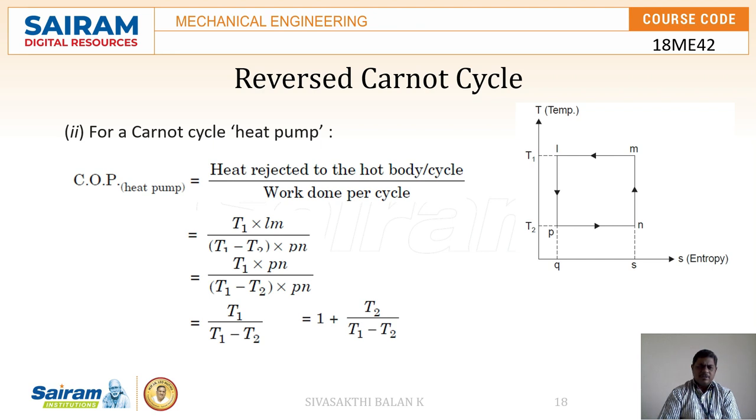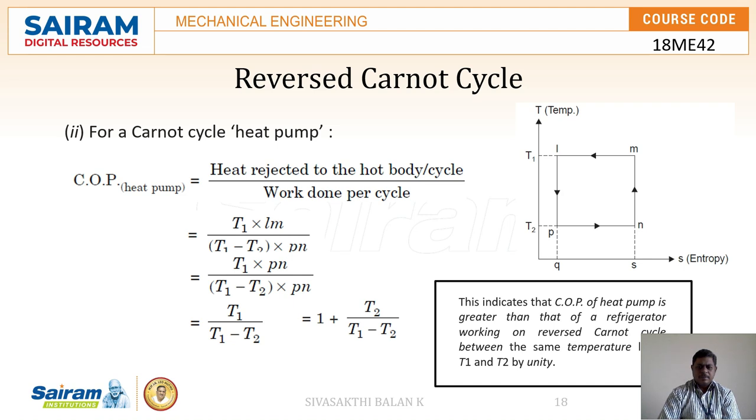So we can derive the COP for a Carnot cycle which acts as a heat pump as T1 divided by T1 minus T2. If we further simplify, it is equal to 1 plus T2 divided by T1 minus T2, where the second term is the COP of the refrigeration system. So this formula shows that the COP of the heat pump is higher than the COP of the refrigeration system. This indicates the COP of the heat pump is greater than that of the refrigerator working on the reverse Carnot cycle between the same temperatures T1 and T2.